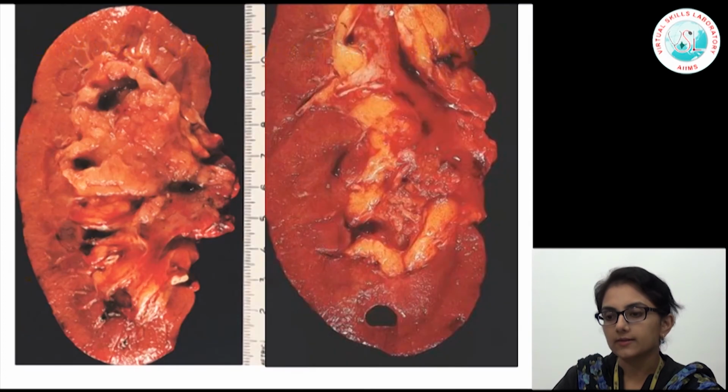So here we have a gross appearance of a TCC of the renal pelvis, and you can see these fleshy papillary projections, and you can see that the tumor is present in the pelvic-calyceal region.